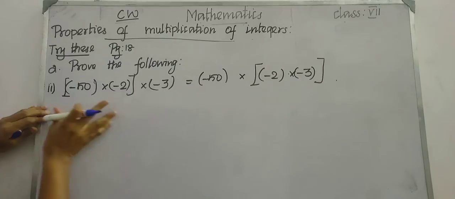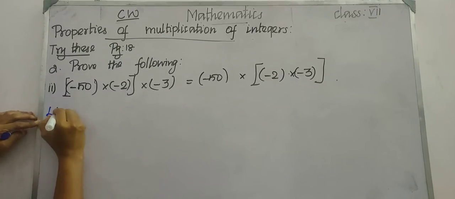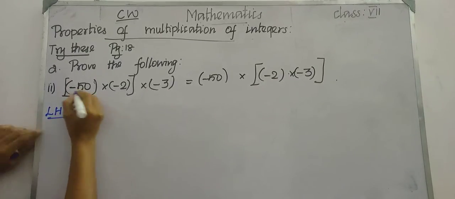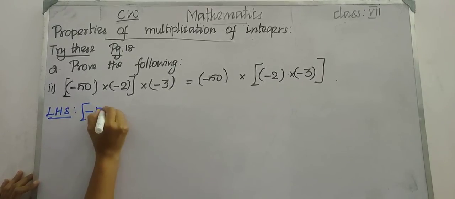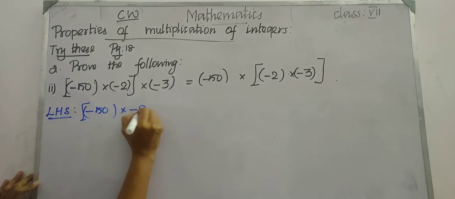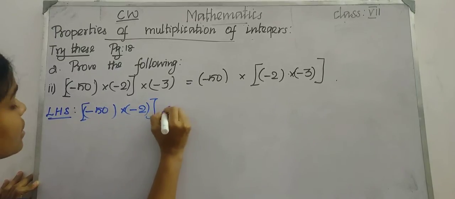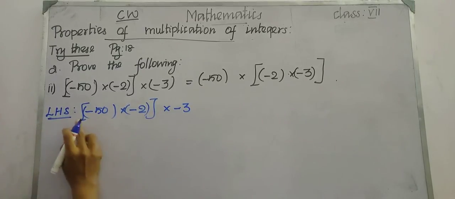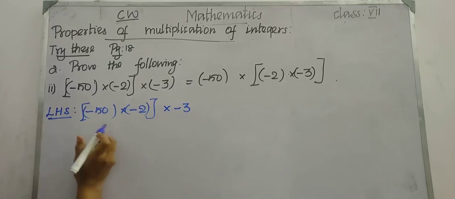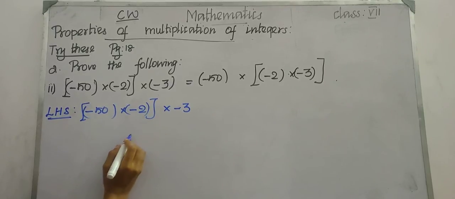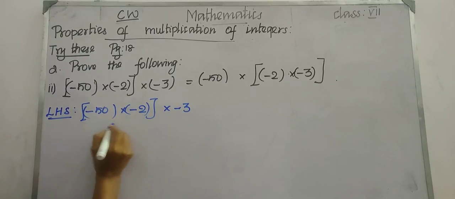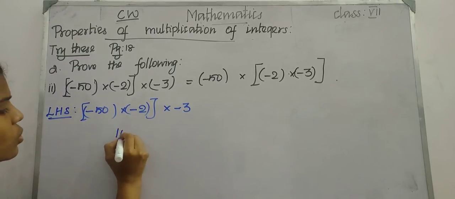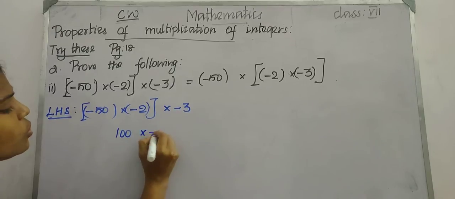So, let us choose the left hand side. What is the left hand side? Minus 50 into minus 2 into minus 3. Okay children, first of all let us solve the brackets. So, 50 into 2, 100. 5 2s are 100. So minus into minus is plus. So, 100 into minus 3.